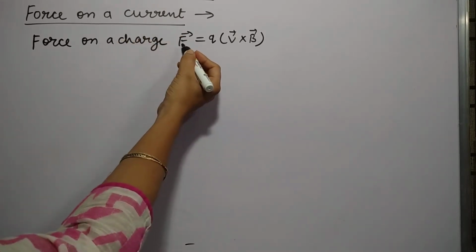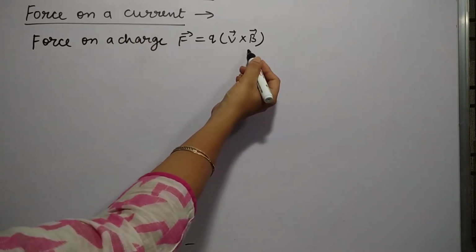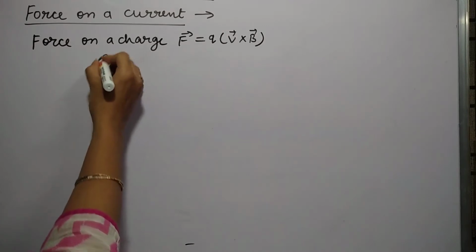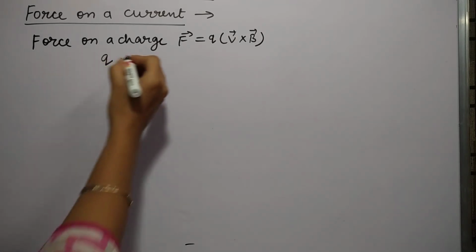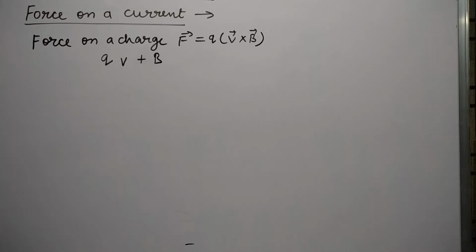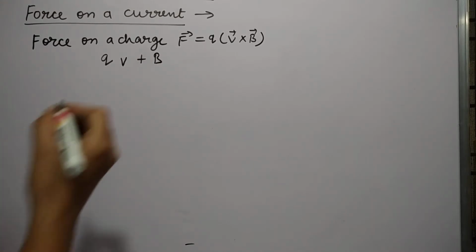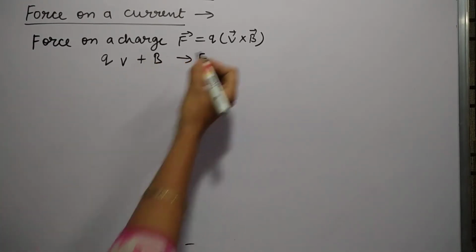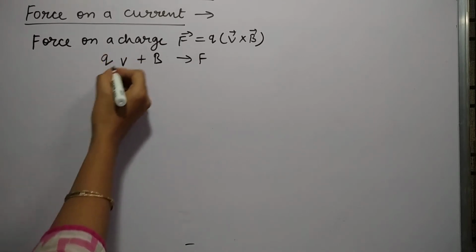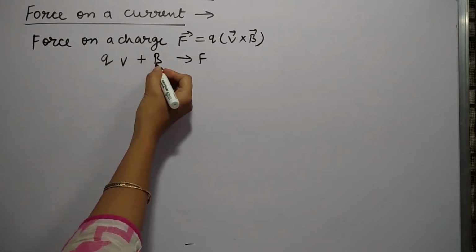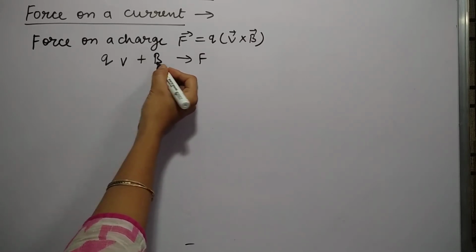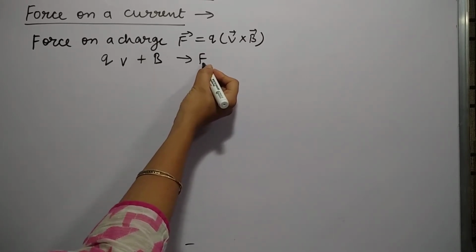Okay, we have studied this formula, the Lorentz force formula, that whenever a moving charge enters in the magnetic field B, then it experiences a force that is called Lorentz force. So the condition is that the charge should be moving and a magnetic field is present in which it enters, so it experiences the force.